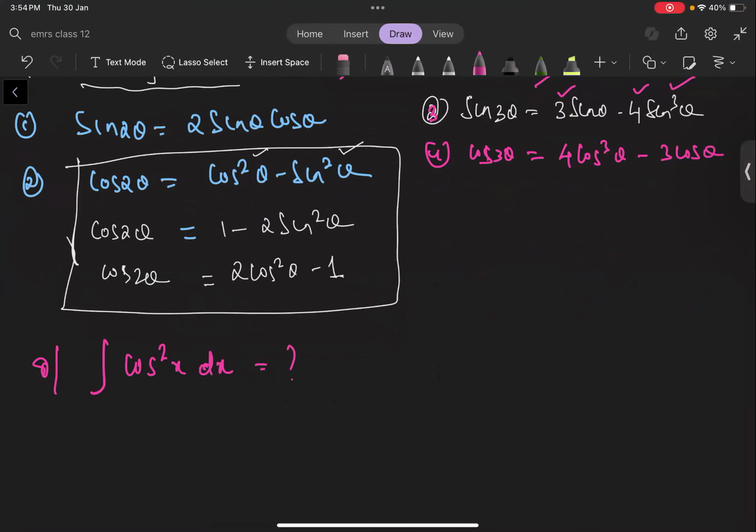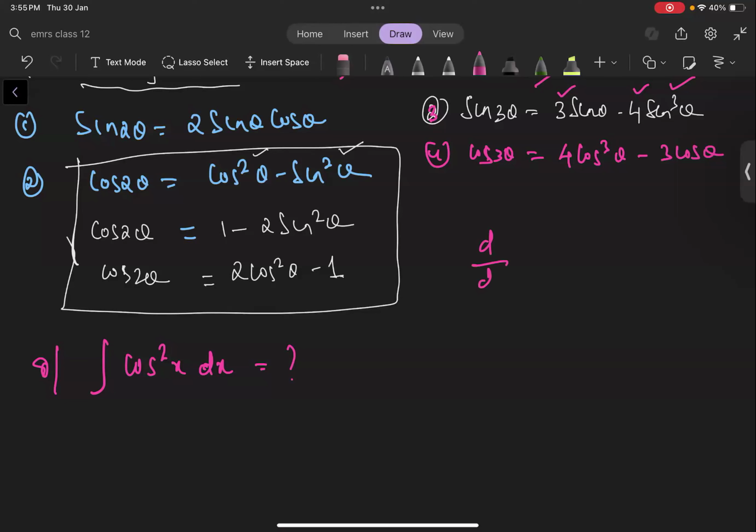So we are supposed to find the integration of cos square x dx. We don't have any definite formula for cos square x, but if this same question were asked in differentiation, then you could have directly done it using product rule or chain rule.